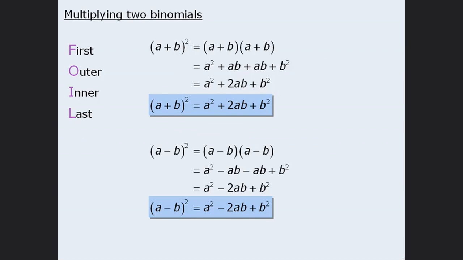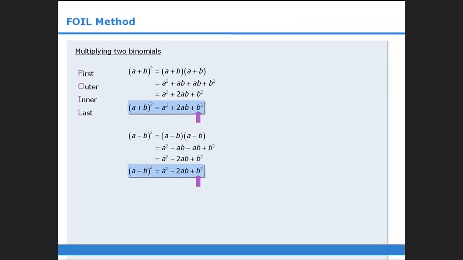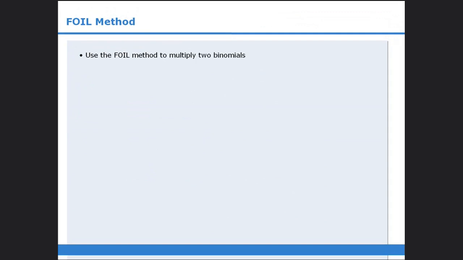Now these two products are known as special products, and they will come up later in the module. For the moment, however, please notice that in these two special products, the first term is a square and the last term is a square. We will learn the importance of this later on. Okay, to summarize, in this lesson we learned how to apply the FOIL method to multiply two binomials.